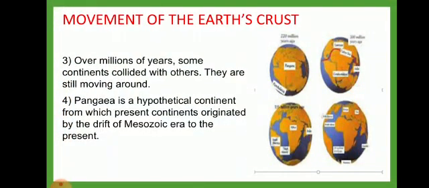Movement of the earth crust. The third point: over millions of years some continents collide with others, and they are still moving around. Fourth point: Pangaea is a hypothetical continent from which present continents originated by drift from the Mesozoic era to the present.